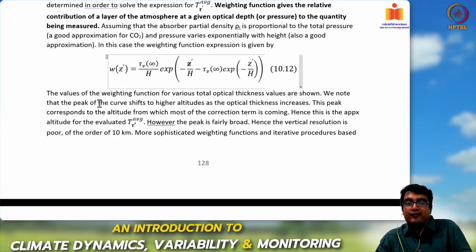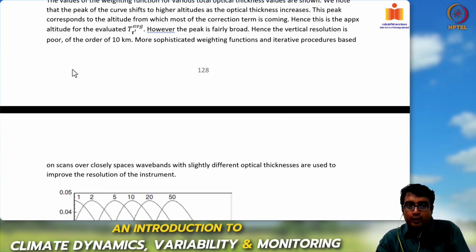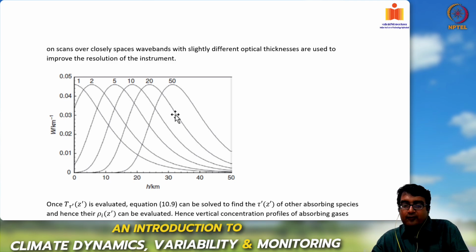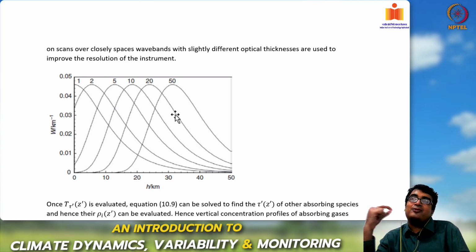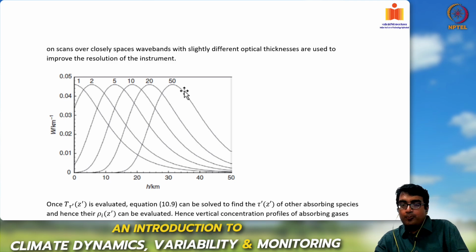So the values of the weighting function for various total optical thickness values are shown. We know that the peaks of the curve shift to higher altitudes as the optical thickness increases. This peak corresponds to the altitude from which most of the correction term is coming. Hence, this is the approximate altitude for the evaluated T tau prime average. However, the peak is fairly broad. So the vertical resolution is poor, of the order of around 10 kilometers. Because of this broad peak, the vertical resolution of the temperature that we are getting is quite poor for a single weighting function, order of 10 kilometers.